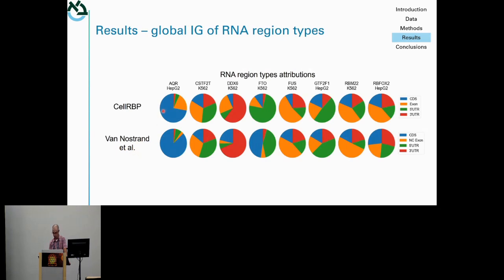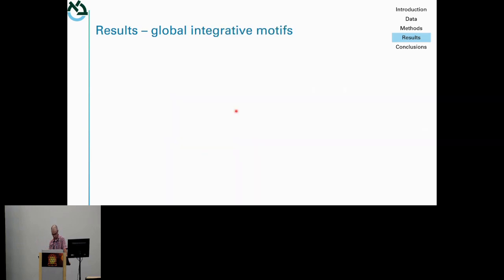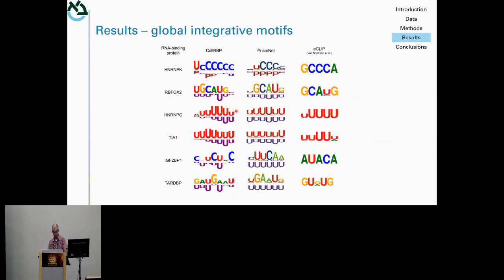And we see concordance in most cases. For example, AQR prefers to bind coding sequences. This protein DDX6 prefers to bind in the 3' UTR, and so on. So you can also observe the preference in terms of region type. And we also have a representation of integrative motif.